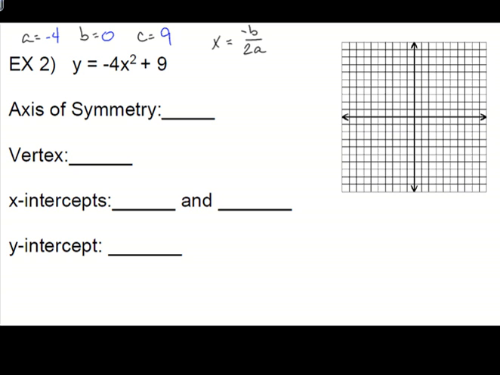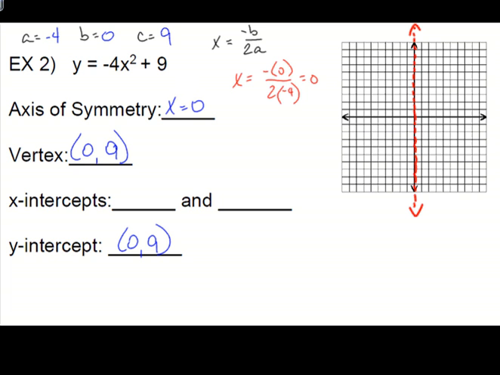So my axis of symmetry is going to be x is equal to the opposite of 0 over 2 times -4. And it doesn't matter what's on the bottom, this still comes out to be 0. The axis of symmetry is x equals 0, or my y-axis. So I'm going to go through and place a dashed line right there. Since it's on the y-axis, our vertex and our y-intercept will be the same. In this case, it is going to be 0, 9, and this one will also be 0, 9. So I go in here, at 0, 9, place a point.